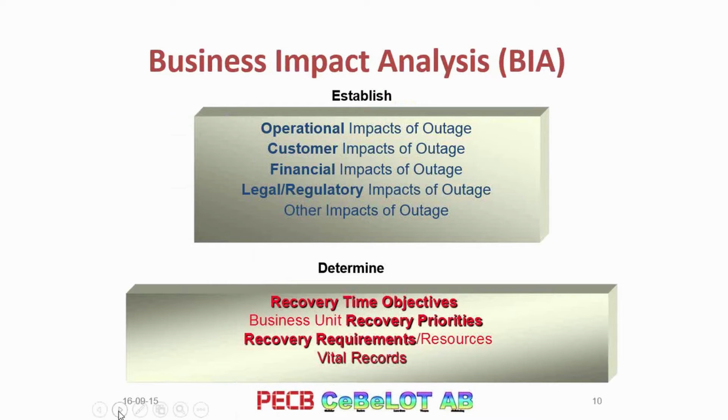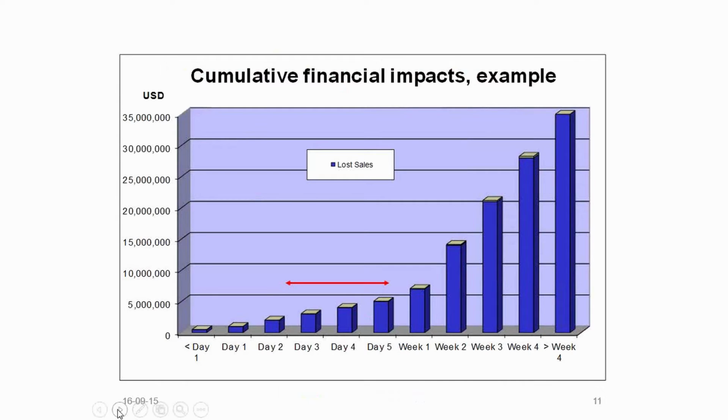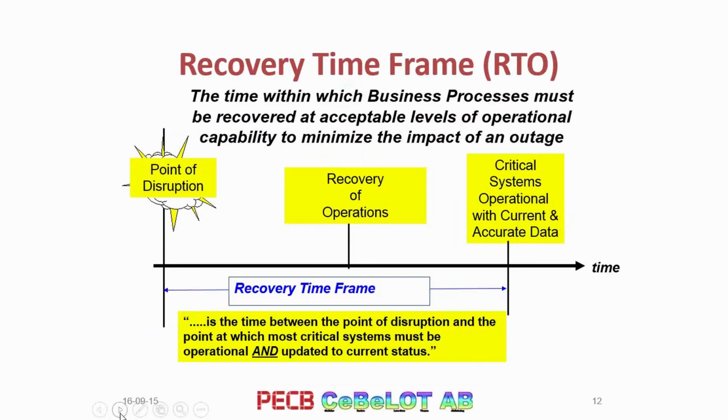If you look at the financial impacts, this is also from real life, from a customer, where you put the financial impacts. From there you can see how much money you lose if the operations or system or application is disrupted by a disaster. And from there, the management often say that in this case, they are not willing to lose more than $5 million US. So they have to have that system up and running within 5 days. And that gives you one piece of the recovery time objective or recovery time frame. Many names.